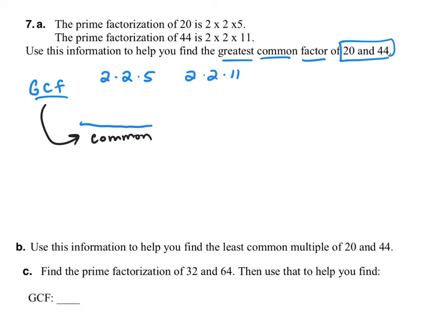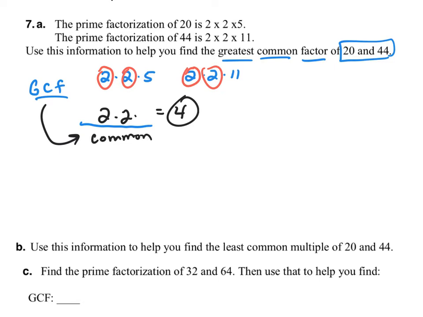So what do they have in common? They share a 2. They share another 2. And that is it. They only share a 2 and a 2. Once again, you've got the strings and you can see what they share. So we put a 2 and another 2. The greatest common factor of 20 and 44 is 4.